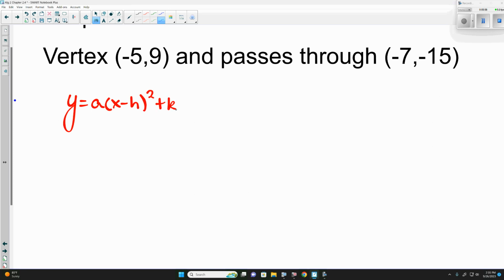So we're going to still use vertex form because it gave us the vertex and a point. Now the vertex does give us our h and k value because we need to know the value of h, k, and a. So what is the value of h? And the value of k is 9.